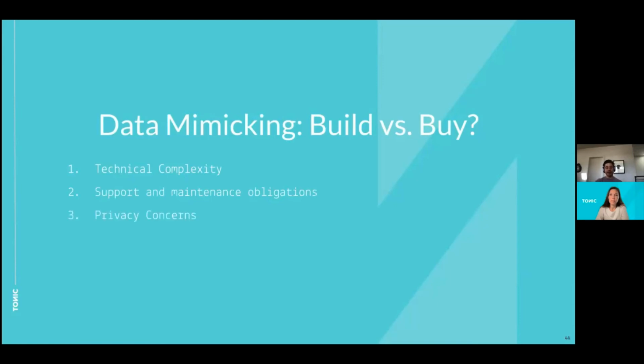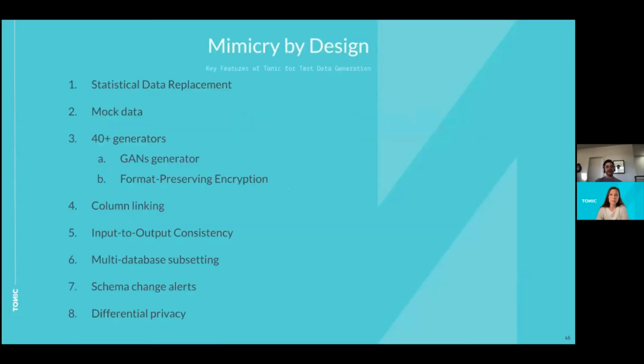Format preserving encryption is not necessarily easy to implement. Differential privacy is not easy to implement. And many of the techniques are quite challenging to implement. Statistical data replacement, you need experts. You need people that are very, very familiar with these techniques to be able to do it in a way that is going to have the guarantees that you need around privacy.